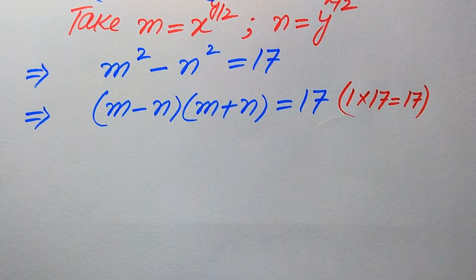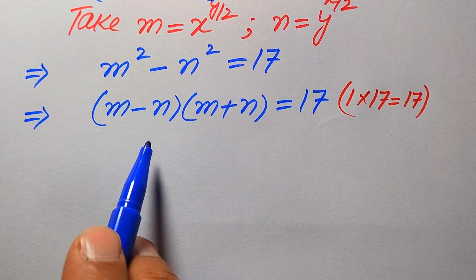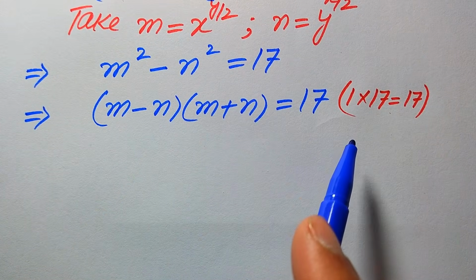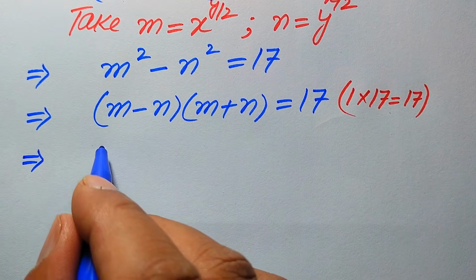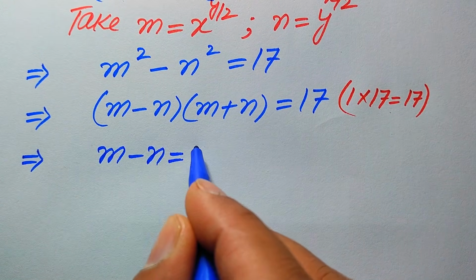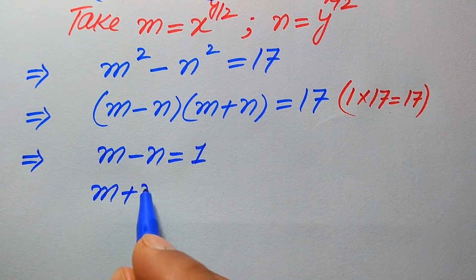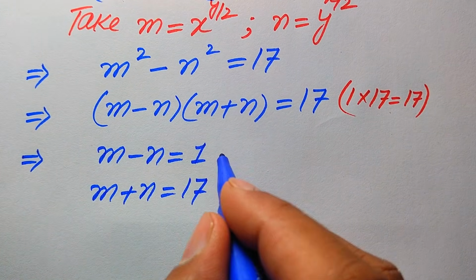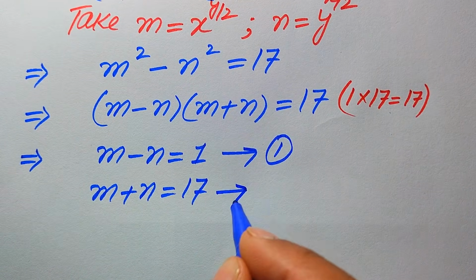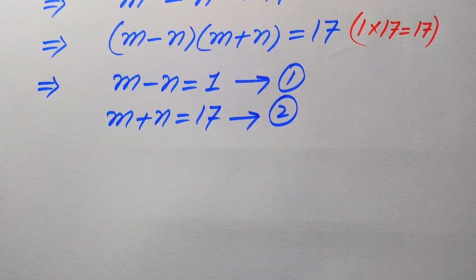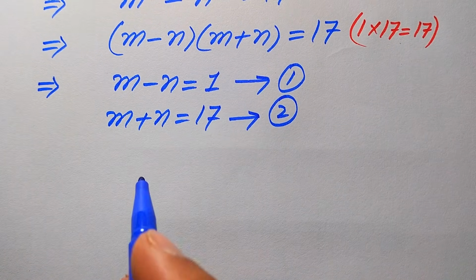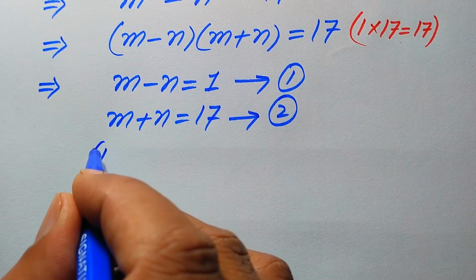So here we compare the factors on the left hand side to 1 and 17, and after comparing both factors we get m minus n equals 1 and m plus n equals 17. We call this equation number 1, and this is our equation number 2. And now we need to solve these two equations. First we find the values of m and n, and then we move backward and substitute the values of m and n, and we get the values of x and y.